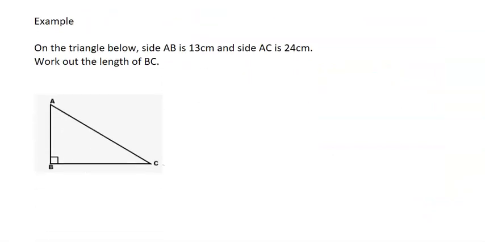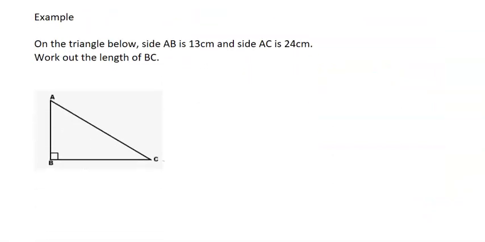So for this example, on the triangle below, side AB, here's point A, here's point B, is 13 centimeters. So AB is 13 centimeters. The first thing I'm going to do is label my diagram. Side AC is 24 centimeters, AC 24. If I didn't have a diagram, I would draw one and then label it. Work out the length of BC.